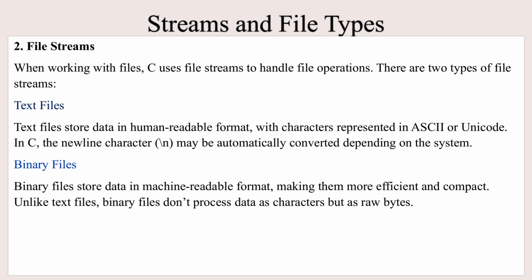File streams. When working with files, C uses file streams to handle file operations. There are two types of file streams. Text files, meaning we are using alphabets. Binary files, where we are using zeros and ones. A text file stores data in human readable format. A binary file stores data in machine readable format.